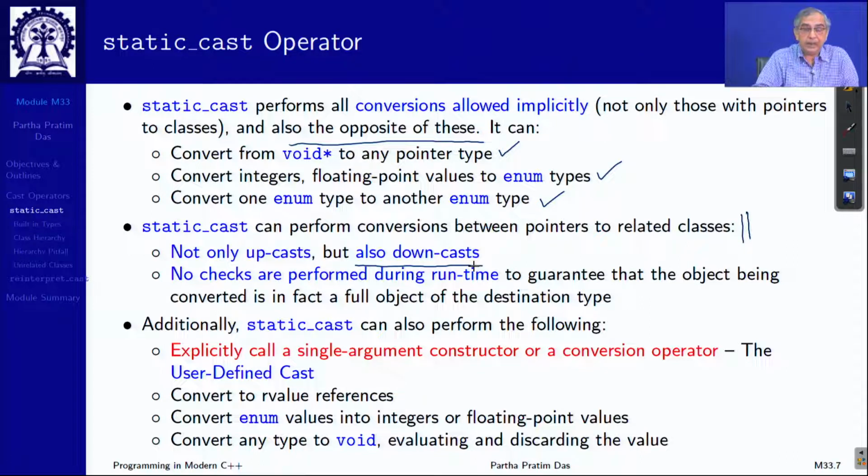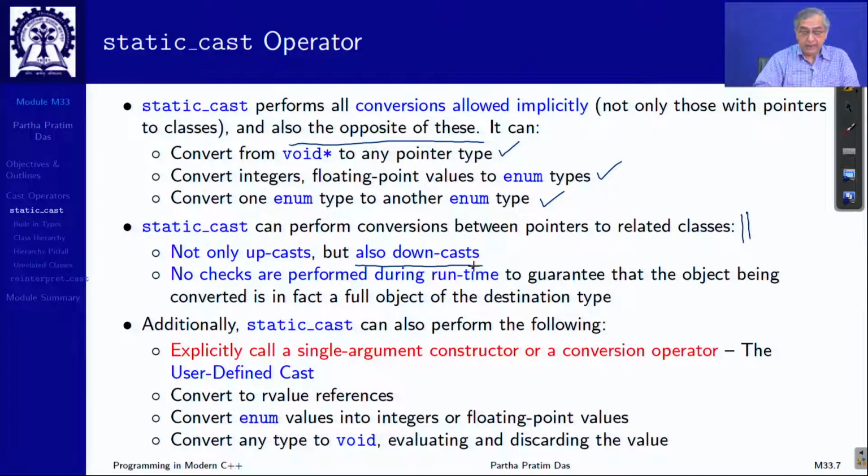But the caveat is that when it does a downcast, it does not check at runtime, because static cast, as the name suggests, is at compile time, is static. So, it does not check any real existence of the downcast object at runtime, and therefore a downcast performed using static cast could lead you to some problems. We will see those examples.